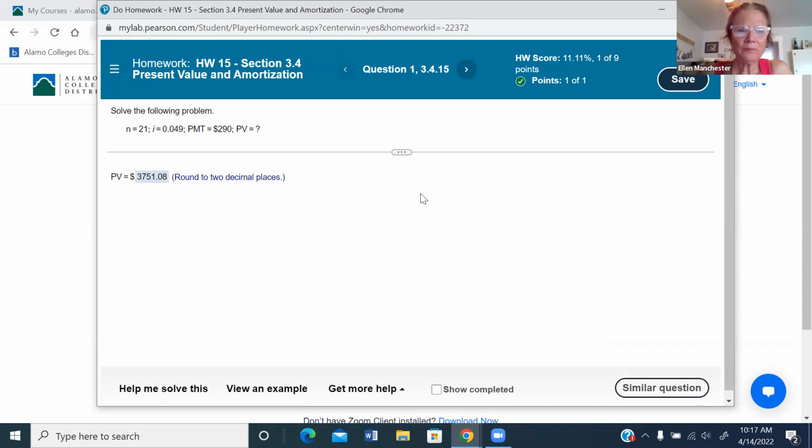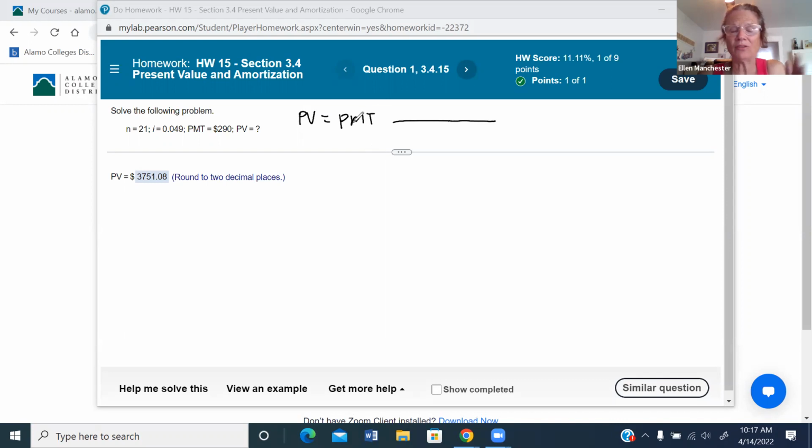So your present value formula, I'm going to write it up here. The present value formula looks like this. It's very similar to the future value. And again, notice it's payments. So with present value and future value, you're making payments.